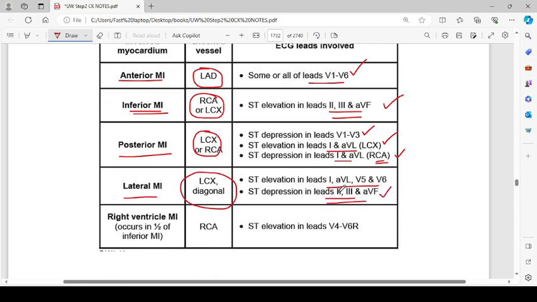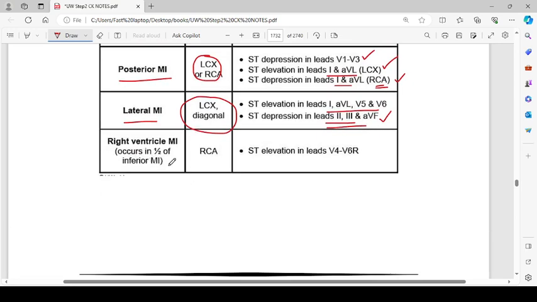This is reciprocal depression. So it is kind of a rule, like for the right side of the heart, 2, 3 and AVF will have ST elevation, as you can see, and there will be reciprocal depression in 1 and AVL. Right, and here you can see that in the left-sided leads we have ST elevation, like 1, AVL, V5 and V6. So there is reciprocal depression in 2, 3 and AVF.